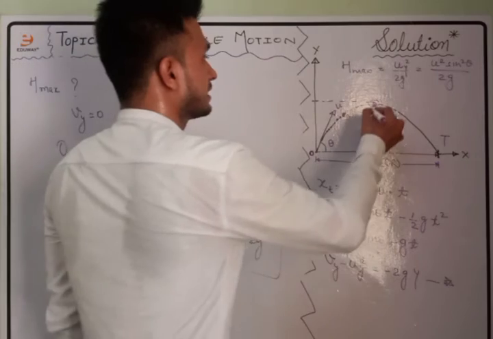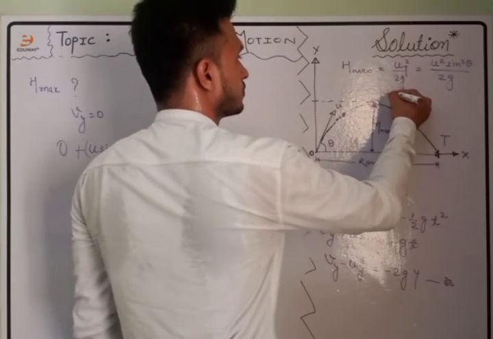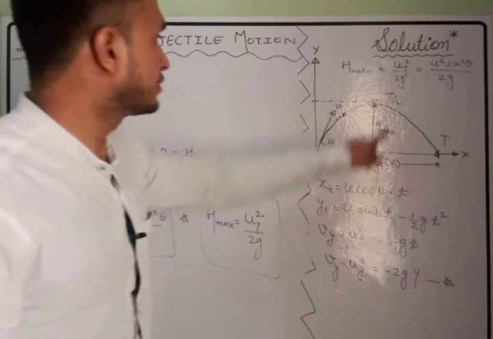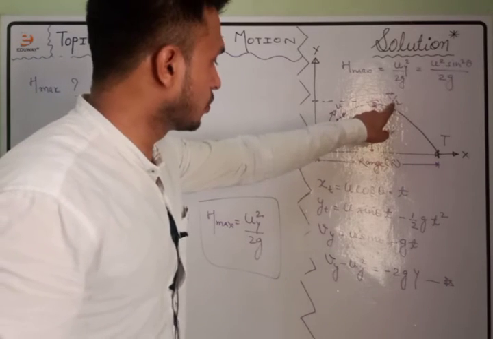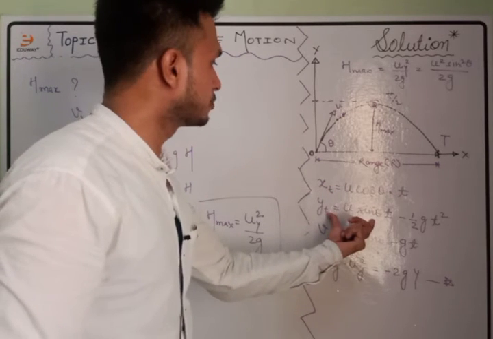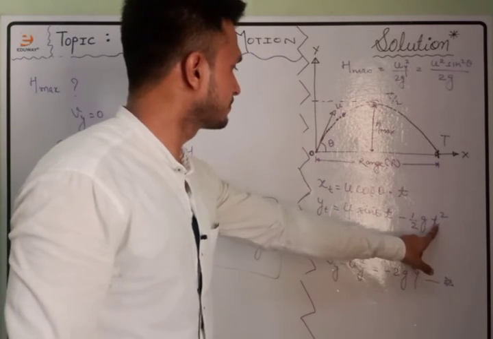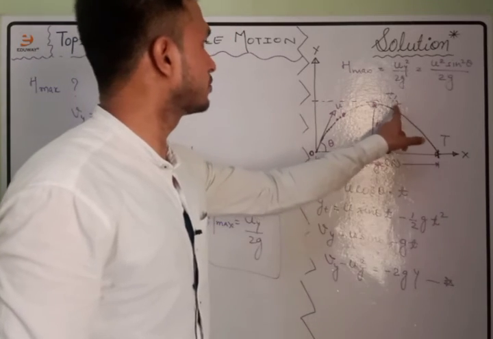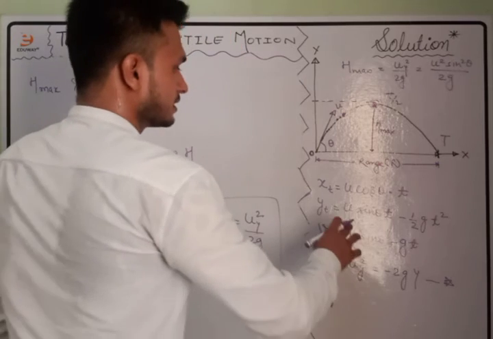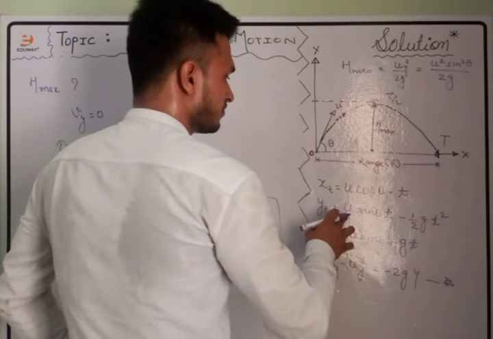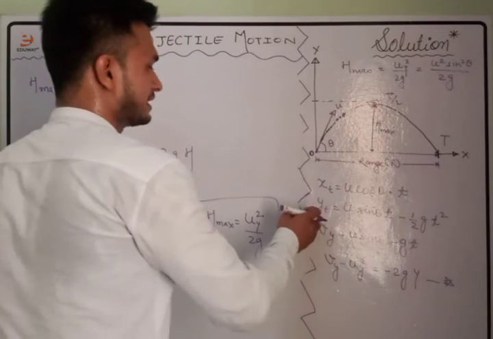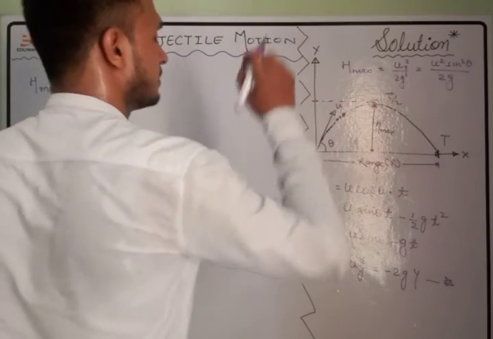It means at time t equals T by 2, which is half of the time of flight, the object will be here. And if I know the time of flight, then using the value of the time of flight in this formula, putting t equals T by 2, and since we already know the value of u and the value of theta, we will get y(t). That will be the maximum height.